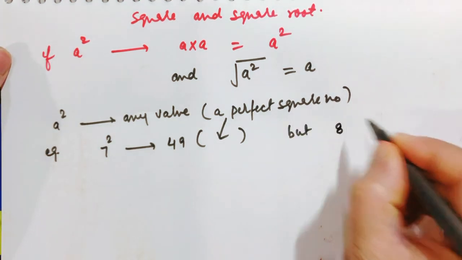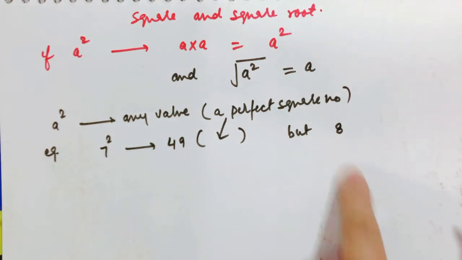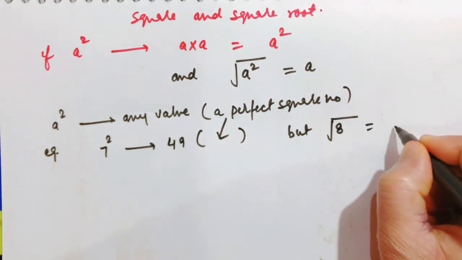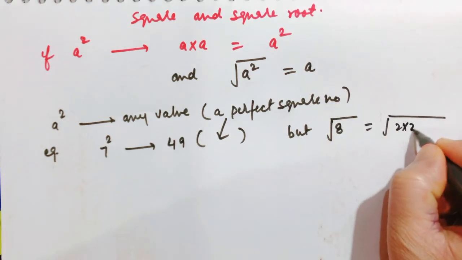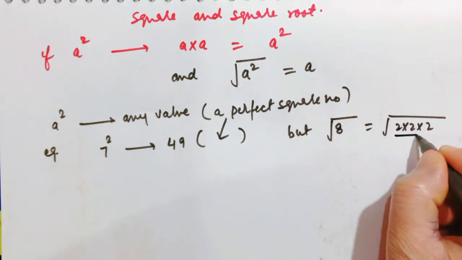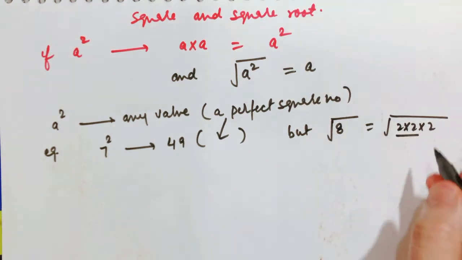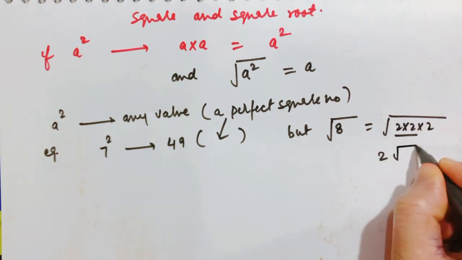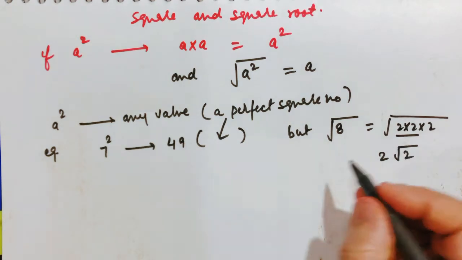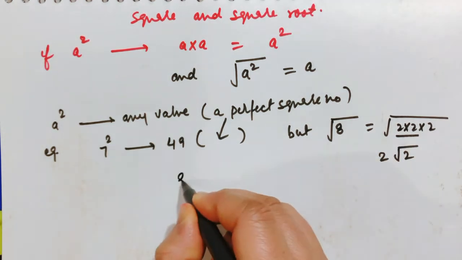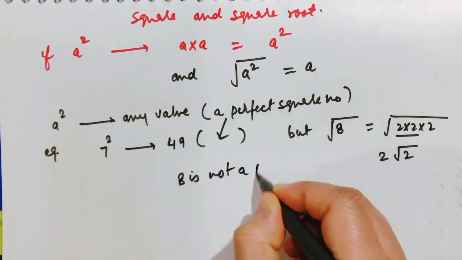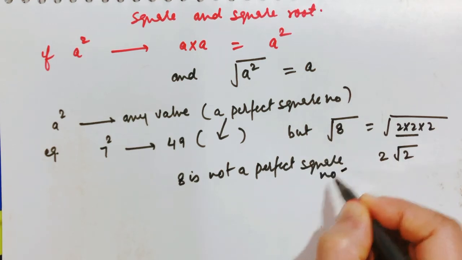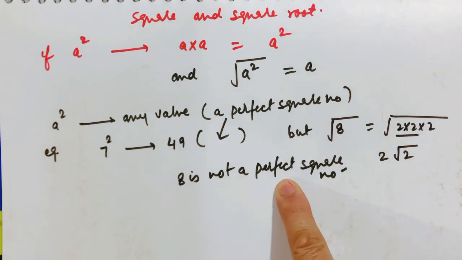But 8, this is your 8. When you find its square root, you will see that you will get 2 times 2 times 2, that is, for every two of the numbers we take one of them, and this 2 is left hanging, so here I will write 2 root 2. So we say that 8 is not a perfect square number. Okay. So how are you going to find the value of this?